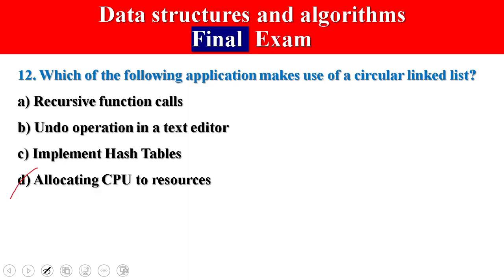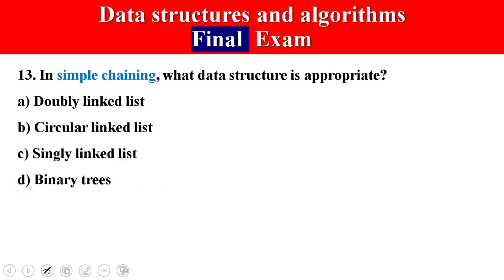Question number 12. Which of the following applications make use of a circular linked list? The allocation of CPU resources is an application of circular linked lists, or operating system scheduling of processes.